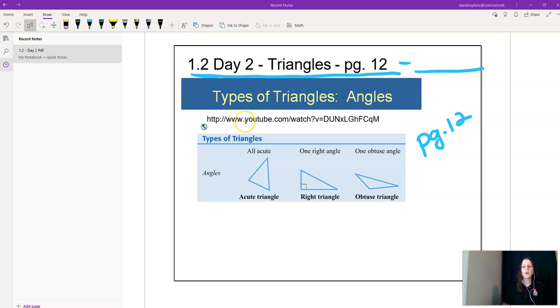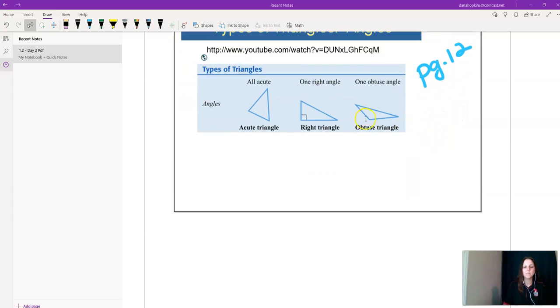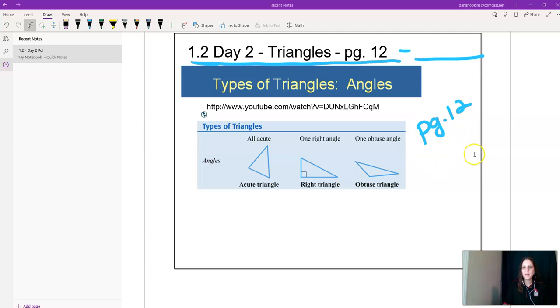So what we're looking at are types of triangles, classification. We can classify them by angles, and then we'll see another way to classify them in a minute. This is all on page 12 in your book, and you can look at the e-book version, or if you have a physical book, you can look at that. What we are looking at are three different types of triangles. Acute triangles, like this first one right here, is considered acute because all of the angles are less than 90.